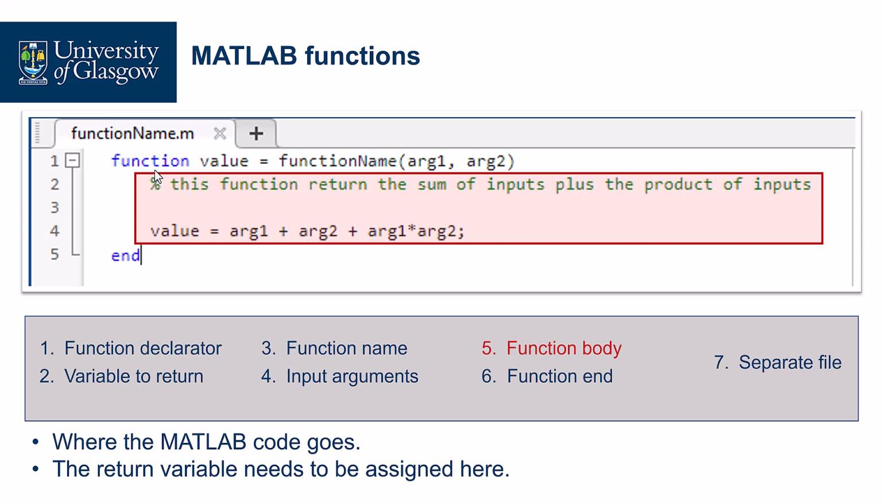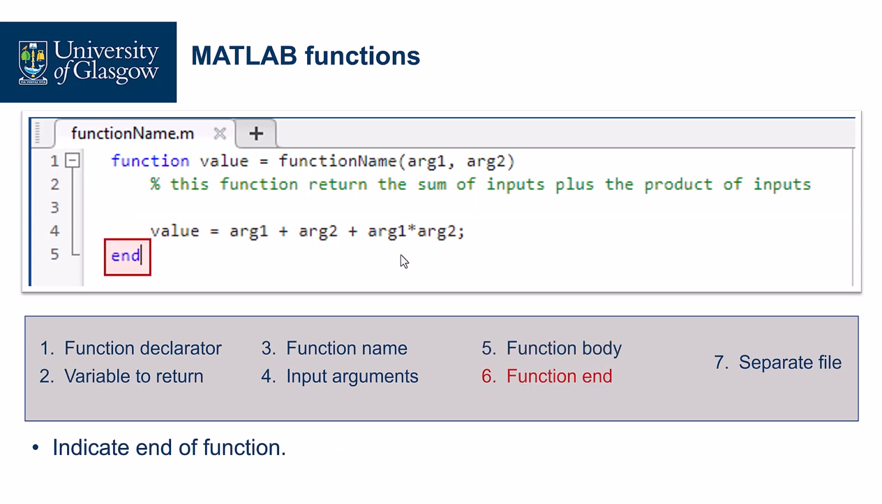This is the function body. We can use a percentage sign to write a comment describing what this function is doing. Then we write the function content. In this function, we have two inputs, argument 1, argument 2. We first add them and add the product of them. With a semicolon, it means after executing this line, the result won't be printed out in the command window. Eventually, we put an end here, so it means the function is ended.